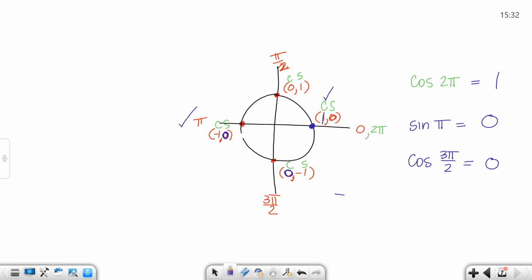And lastly, the last one I want to try, let's do tangent. Which one have we not done? Tangent of pi over 2. Okay, well, I only have C's and S's up there. I don't have a T. So you have to remember that tangent is the same thing as sine over cosine. So if I look at my 90-degree angle, the sine is 1 and the cosine is 0. And 1 over 0 is undefined. So that means the tangent is undefined at that particular point.